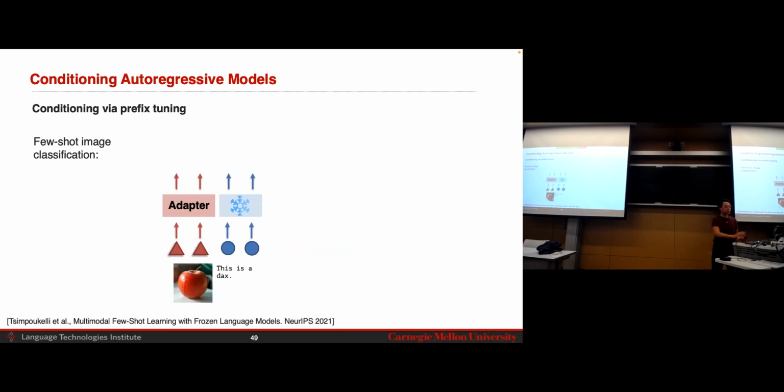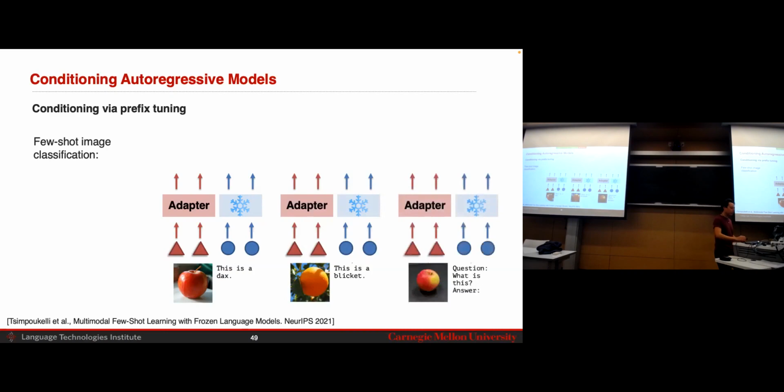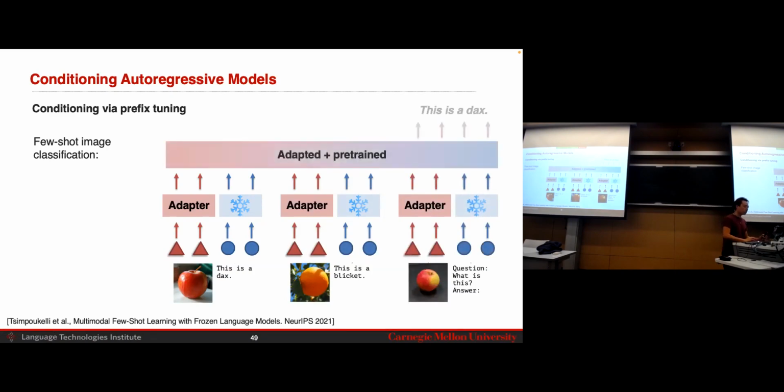You can also do few-shot image classification. You can give it some nonsensical words for real-world images, and you can see whether the model learns to do the binding problem. So for this apple, you can say this is a DAX. Again, the apple goes through the fine-tuned adapter. The language model is frozen. For an orange, you can say this is a Blickett. If you give it a different view of an apple, it can still output this is a DAX pretty reliably.